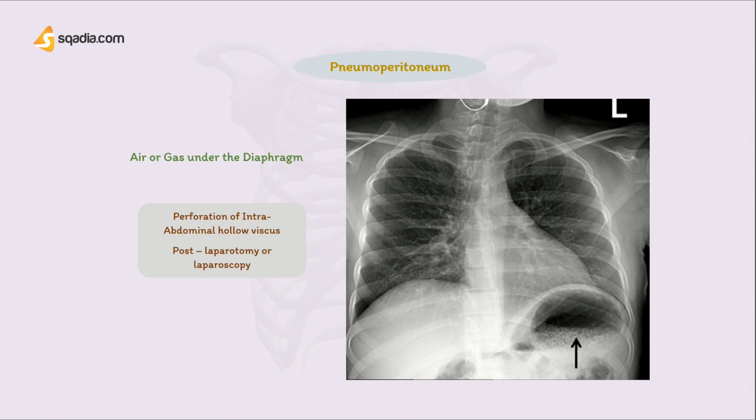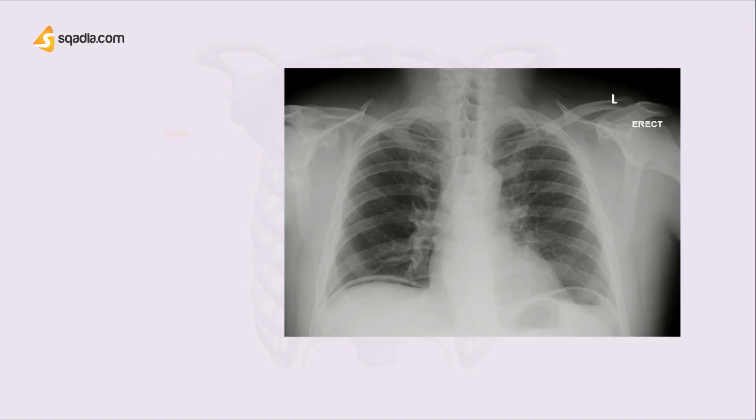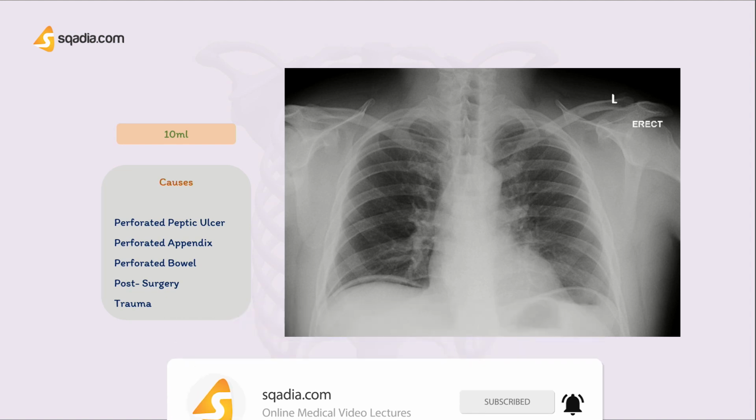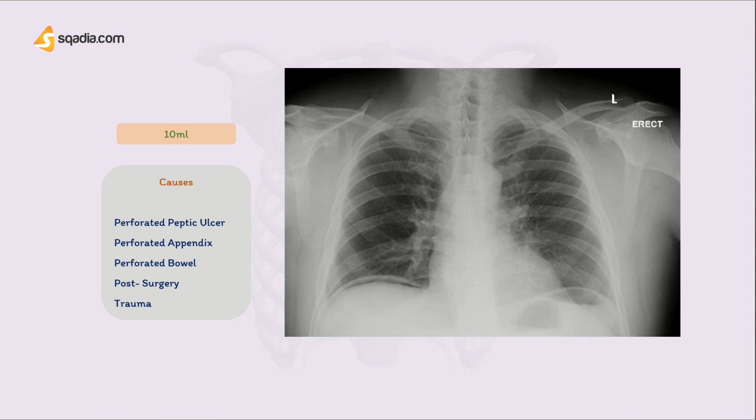Now, normally the area immediately under the diaphragm is white, since the upper part of the abdomen contains the dense structures of the liver and spleen. A pneumoperitoneum is therefore seen as black space just under the diaphragm. The erect chest X-ray is a very sensitive investigation for detecting free abdominal air, since it can detect as little as 10 milliliters. The main causes of intra-abdominal perforation include perforated peptic ulcer, a perforated appendix, a perforated bowel or bowel diverticulum, post-surgery, and trauma.